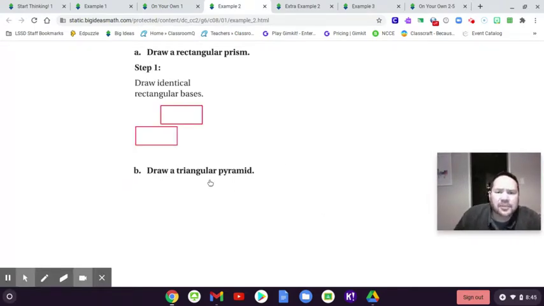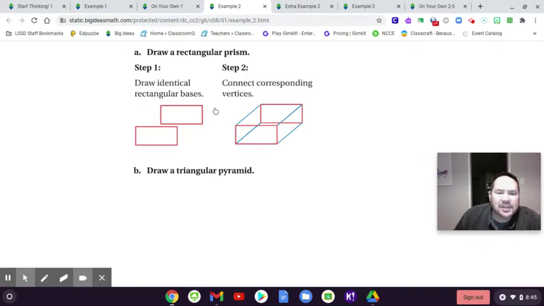So for a rectangular prism, this is the way I usually start it: draw a rectangle and an identical rectangle, and then you just connect them with lines that are parallel. There we go. That's how you draw a rectangular prism. It is called rectangular because the ends, the edges on the ends, are rectangles.